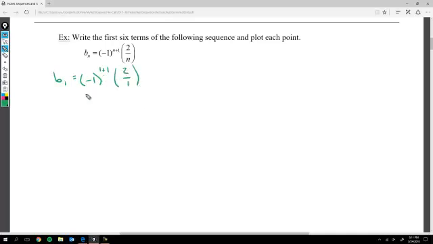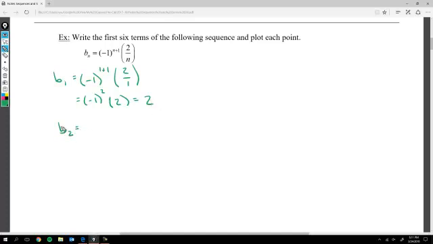Okay, well, negative 1 to the 1 plus 1 is negative 1 squared times 2. Negative 1 squared is 1, times 2 is just 2. Okay, so b sub 1 is 2. And you're going to go through the same process over and over again.